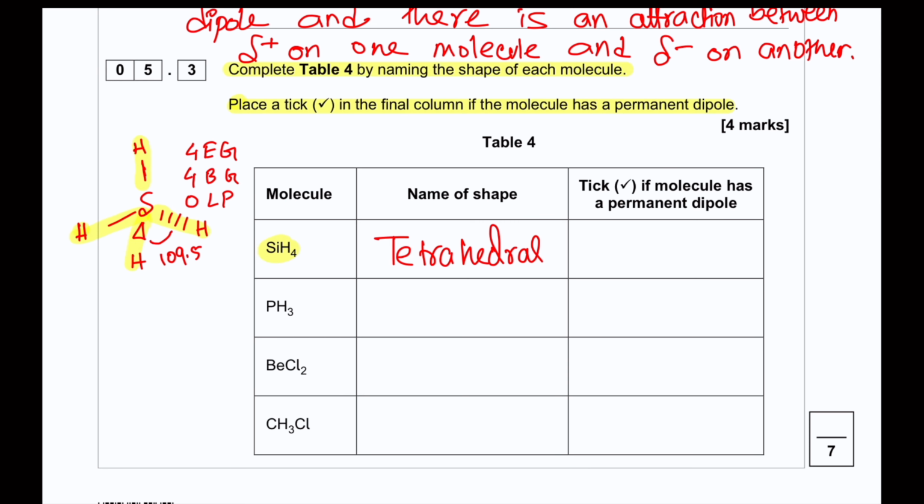So we give a tick if the molecule has a permanent dipole. Well, it doesn't have a permanent dipole, so we don't have to give a cross. We'll just leave it.